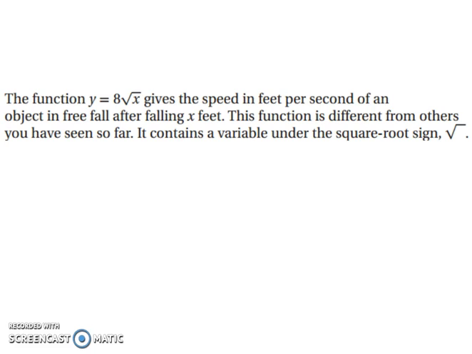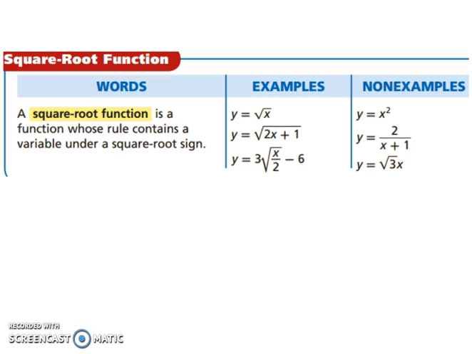The function y equals 8 times the square root of x gives the speed in feet per second of an object in freefall after falling x feet. This function is different from some of the other ones we've seen. It has a variable under the square root sign. When that happens, you have something that's called a square root function.